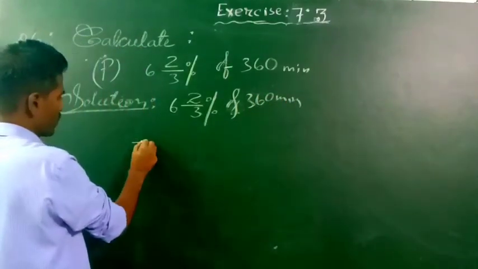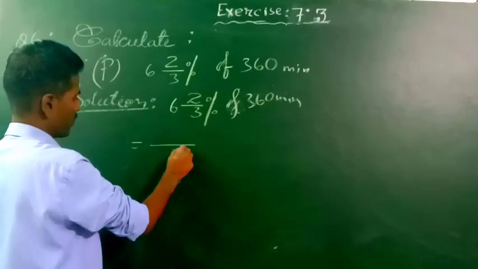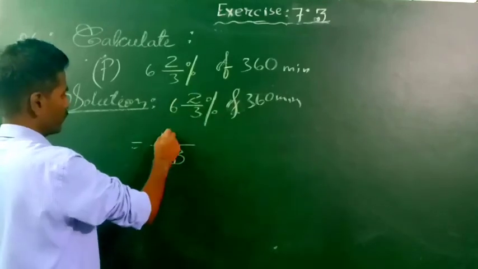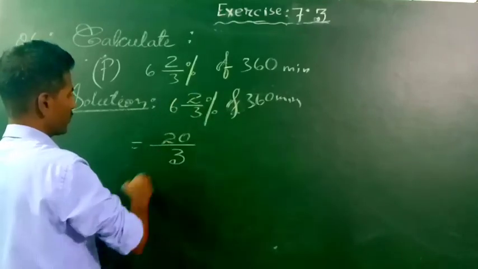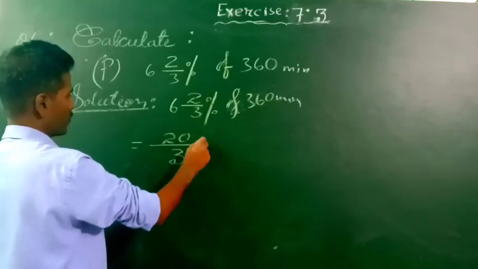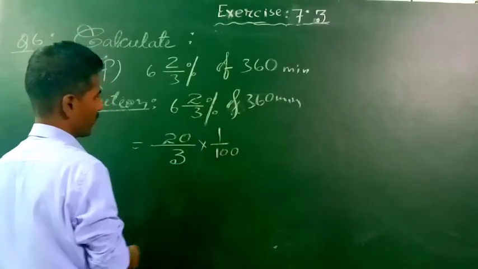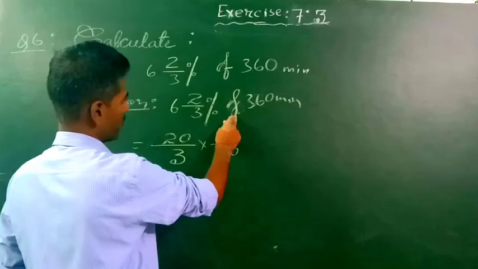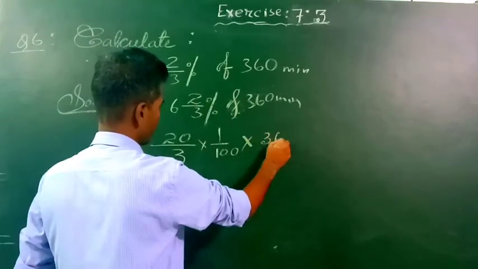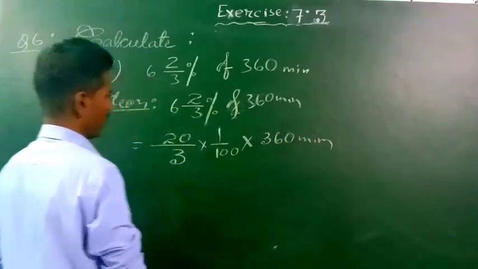So in the following step, see, this denominator 3. Now 3 times 6, 18. 18 plus 2, 20. 20 by 3. Then what is there? Percent. For this percent, what will we write? Into 1 by 100. And this of, for this of, again into, and here 360 minute. Are you getting me?